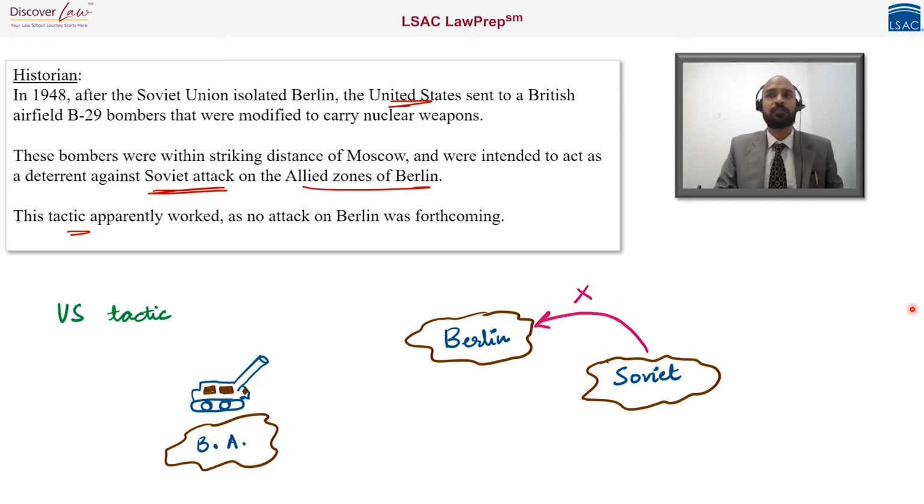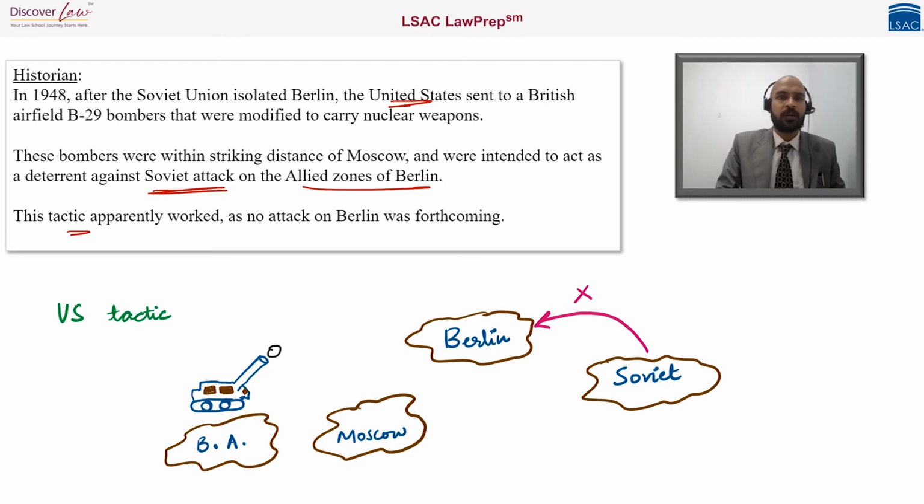Okay, so you've put some bombers on the British airfield, and these were to be within striking distance of Moscow, which means it's kind of close to Moscow. So, if there were a B-29 bomber here, it could kind of land here, right? So this was the tactic.